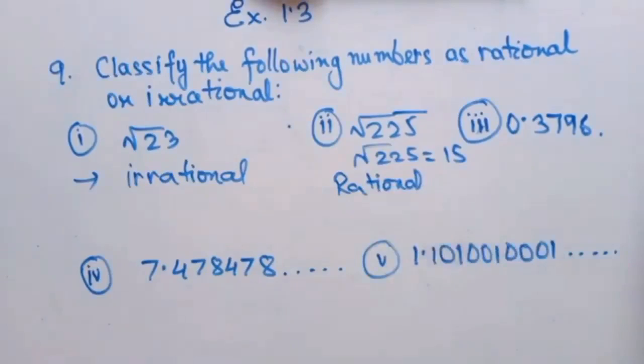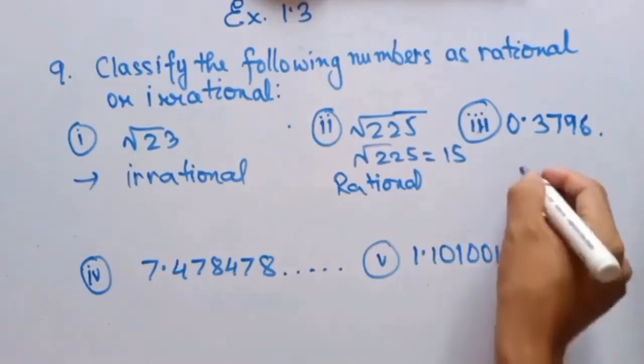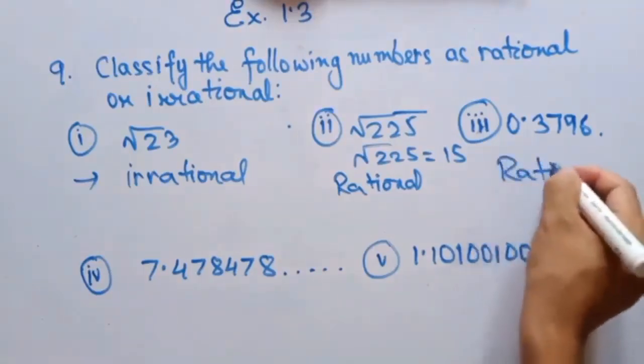And next, Roman number 3, 0.3796. So here the decimal expansion is terminating. So if the decimal expansion is a terminating one, the number is a rational number.